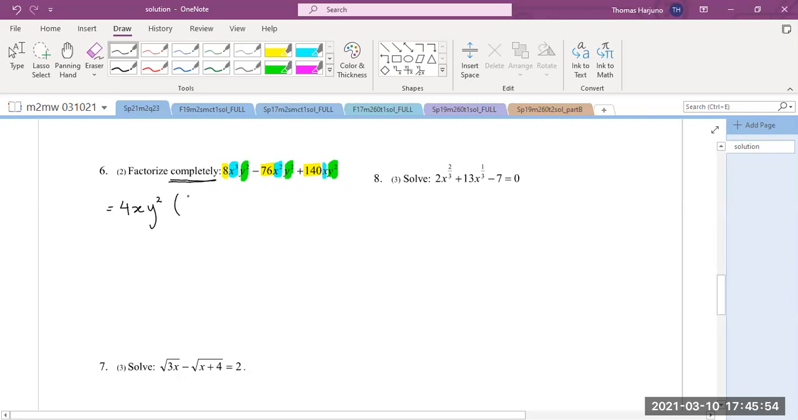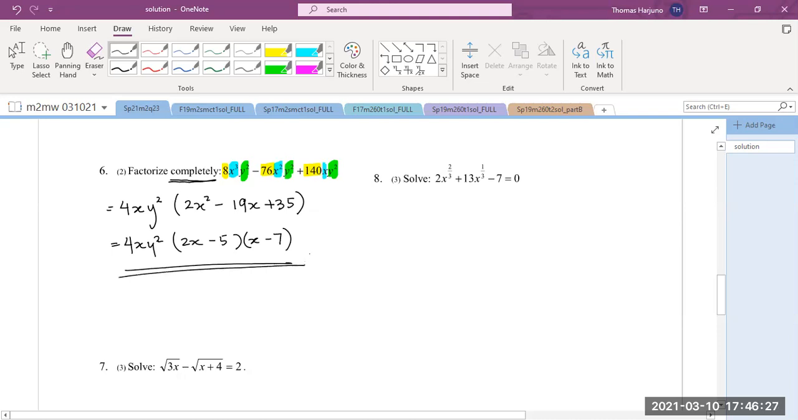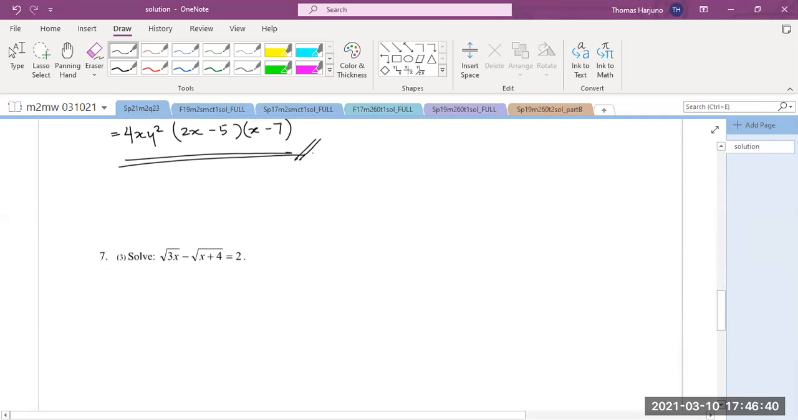Then what's left inside is 2x squared minus 19x plus 35. Then factor further. This is 2x and x, 7 and 5. Yeah, 7 and 5. So this is minus 5 here, this is minus 7. Okay, that's for number 6. Go on with number 7.